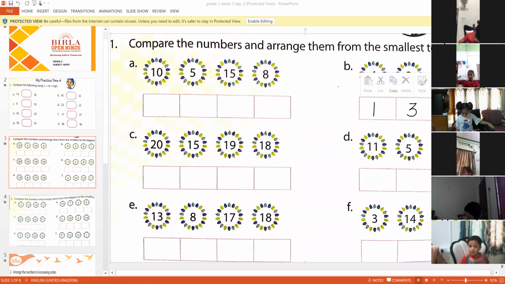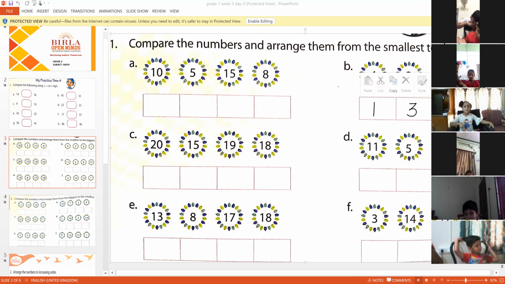Yes, children. Okay. Very good, Hanvit. Now, Pratiksha, you tell me the answer for the C bit. Which number is the smallest? First compare the numbers in ones place. Pratiksha, first compare the numbers in tens place. C bit: 20, 15, 19 or 18? Smallest, 15. Very good.